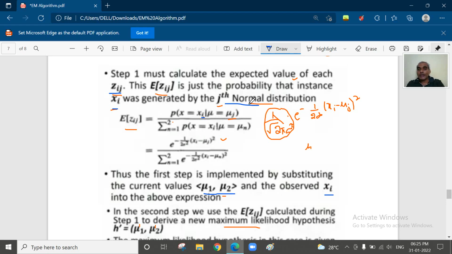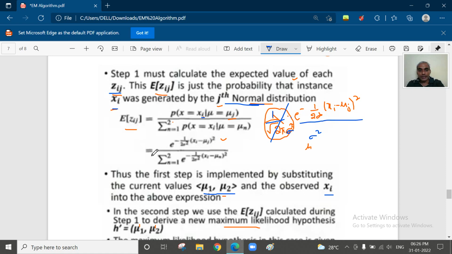Since we are considering normal distribution, we take the general equation of the normal distribution, which is 1 divided by the square root of 2 pi sigma square, multiplied by e to the power of minus 1 by 2 sigma square into xi minus mu j whole square. In this standard equation, the first term is constant, so we ignore this constant and consider only this term.